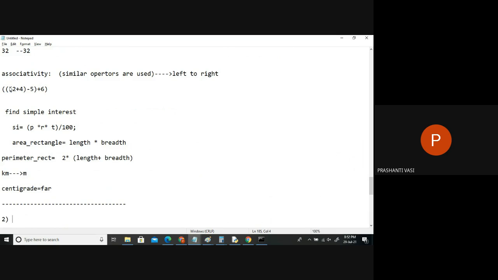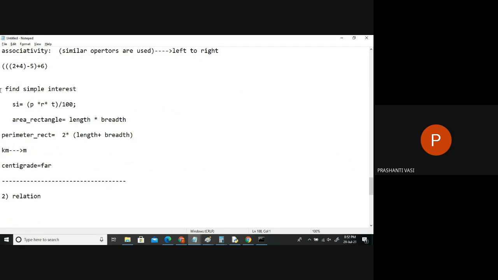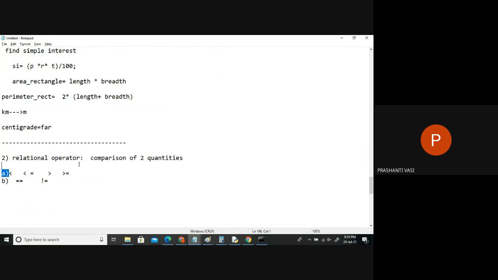Next is the relational operator. These operators are used for comparisons. Just a simple word, comparison of two quantities. Two values can be compared with these symbols. Like less than, less than or equal to, greater than, greater than or equal to. These are the first category of operators. And below this, we have the second category called equality and non-equality. This is for equality and this is for not equal. The first category has higher priority than equality and non-equality.